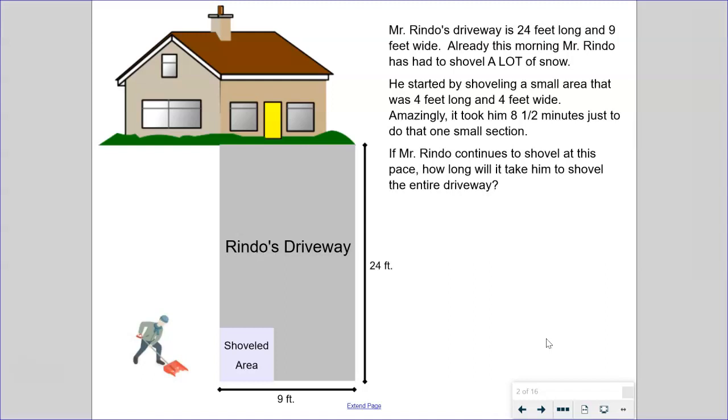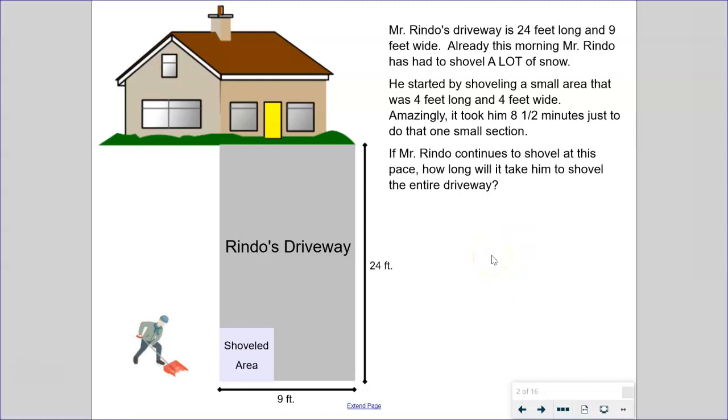So let's present it. Mr. Rindo's driveway is 24 feet long and 9 feet wide. Already this morning, Mr. Rindo has had to shovel a lot of snow. He started by shoveling a small area that was 4 feet long and 4 feet wide. Amazingly, it took him 8.5 minutes just to do that one small section. If Mr. Rindo continues to shovel at this pace, how long will it take him to shovel the entire driveway?